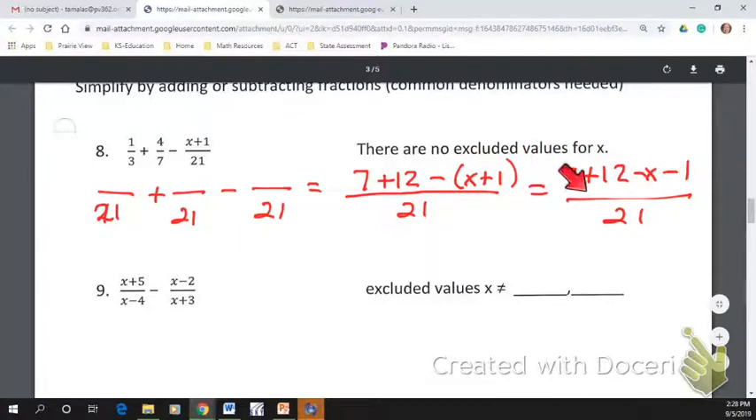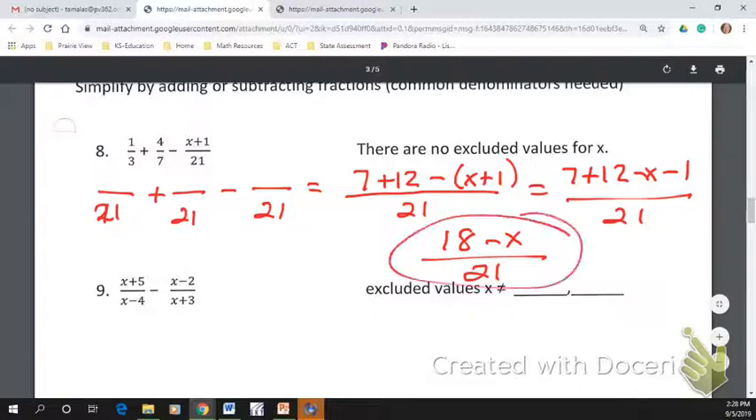So what's 7 plus 12? 19. 19 minus 1. So I end up with 18 minus x over 21. And that's all you can do. That's pretty easy. Not bad. Okay? All right, number 9.